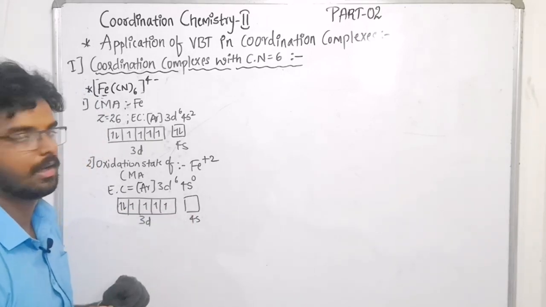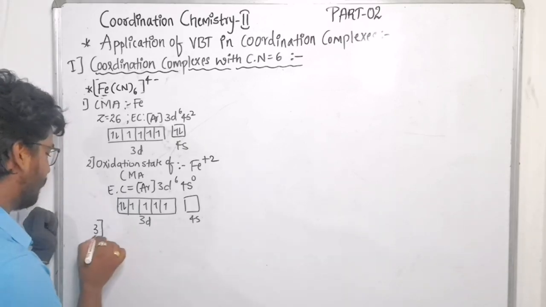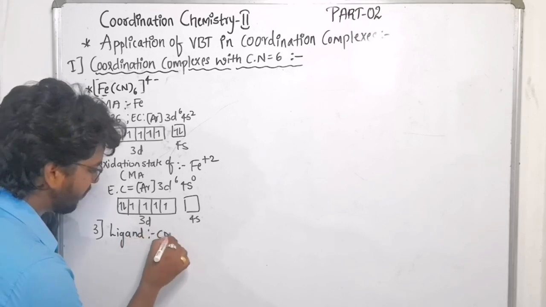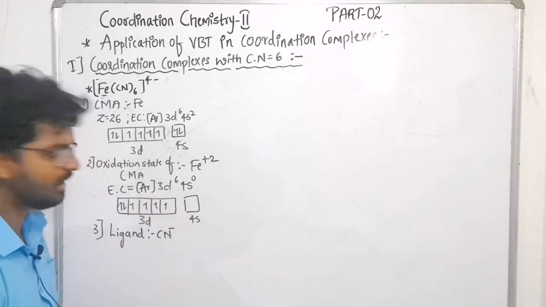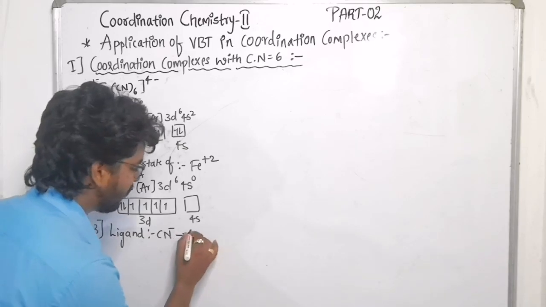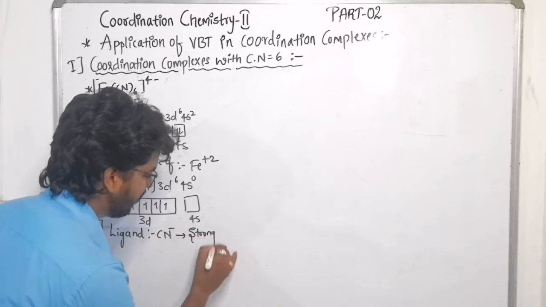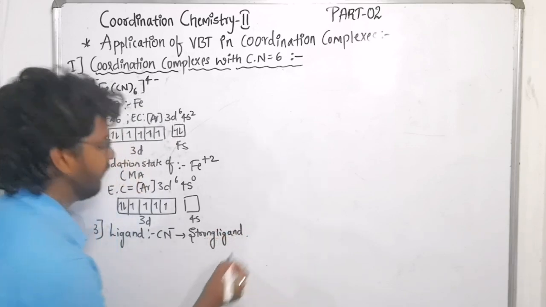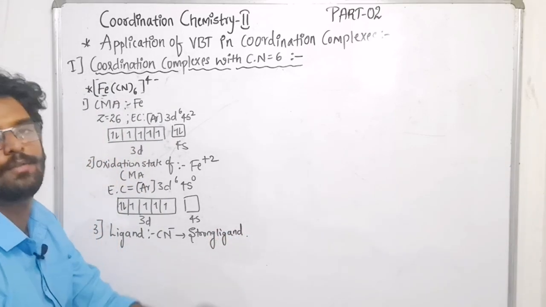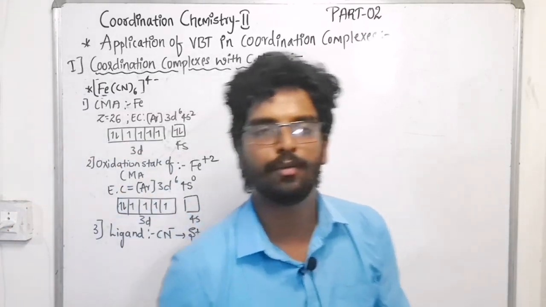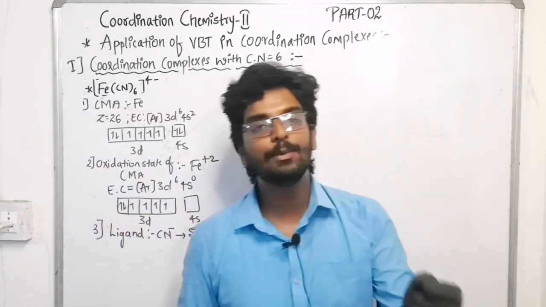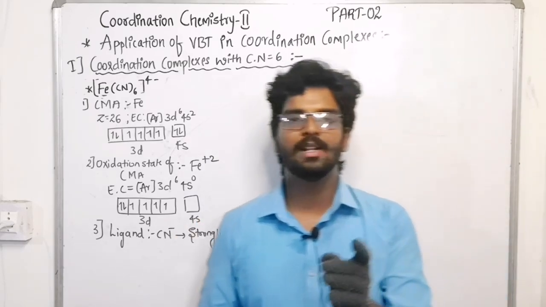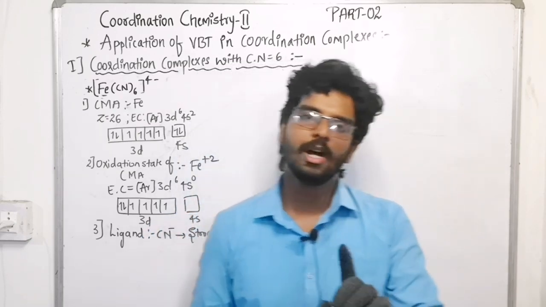After this, the third step is the ligand. You need to discuss the ligand here. So here the ligand is CN minus. CN minus is a strong ligand, a strong field ligand. According to the sixth postulate of VBT, under the influence of a strong ligand, pairing up of electrons takes place before the metal orbitals undergo hybridization.